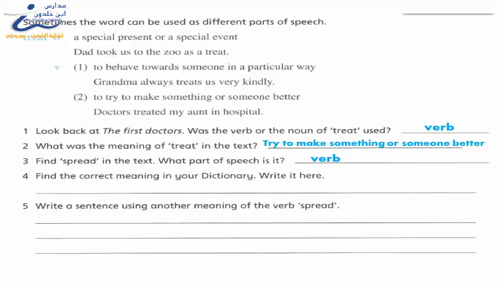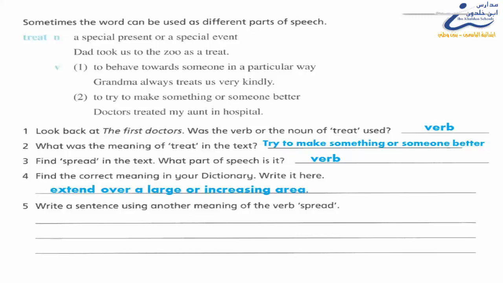Number 4. Find the correct meaning in your dictionary. Write it here. So you can search in any dictionary. Try to find the meaning of the verb spread. The meaning is extend over a large or increasing area.